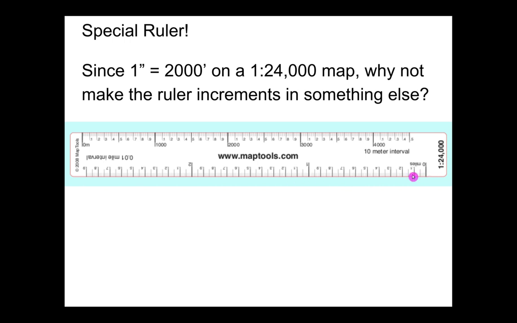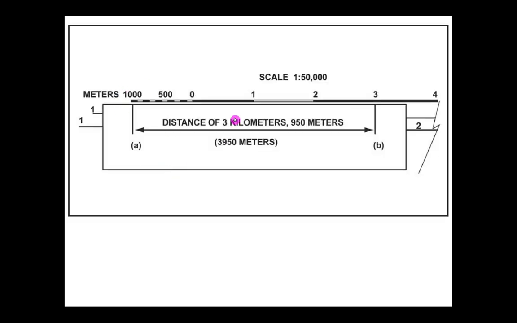So instead of measuring actual inches, you're measuring the distance on the map because they've shrunk down the dimensions to match the scale of the map. So if you know the scale of the map, you can buy one of these special rulers and you'll never have to use these tick marks again.